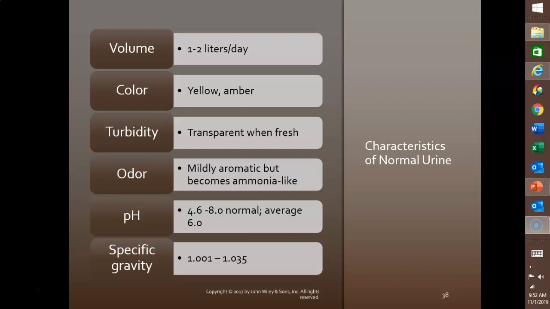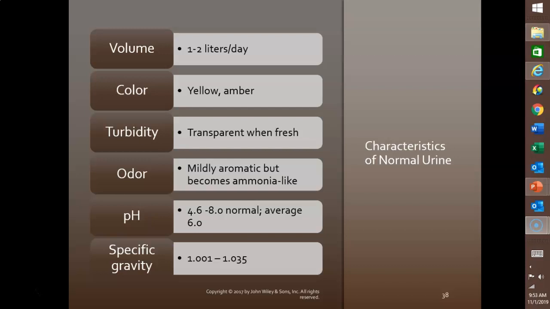So let's look at some of the normal characteristics of urine, and then we'll talk about some of the things that normally are in urine and some of the things that should not be in the urine. As I mentioned, the volume is about 1 to 2 liters in a 24-hour period. About 95% of that urine volume is water. The color ranges from a very, very pale yellow to a darker orangey amber, and that's going to vary with the concentration and with the diet.